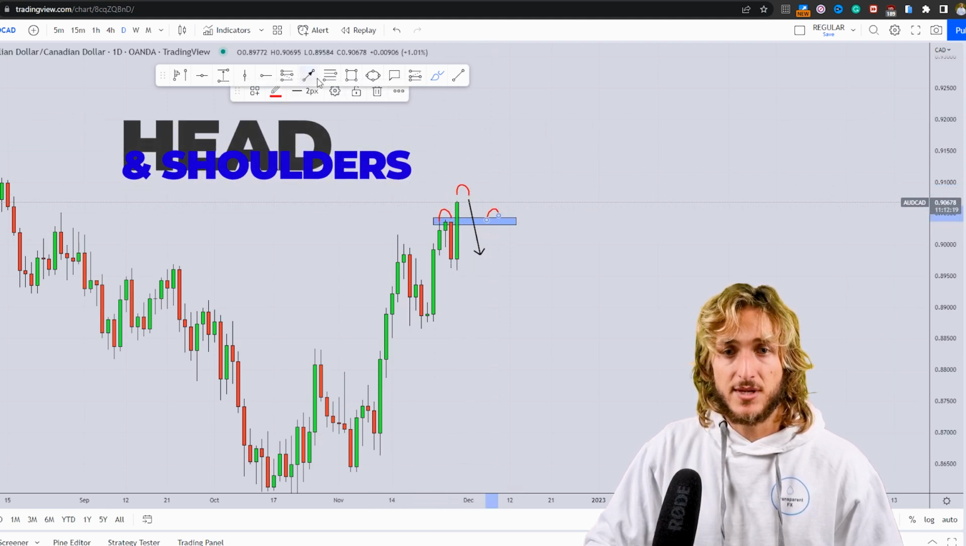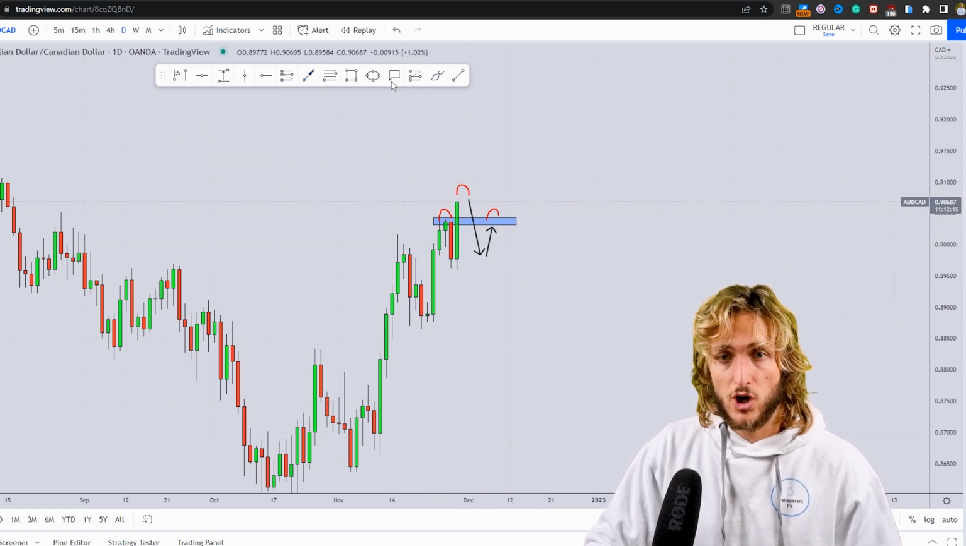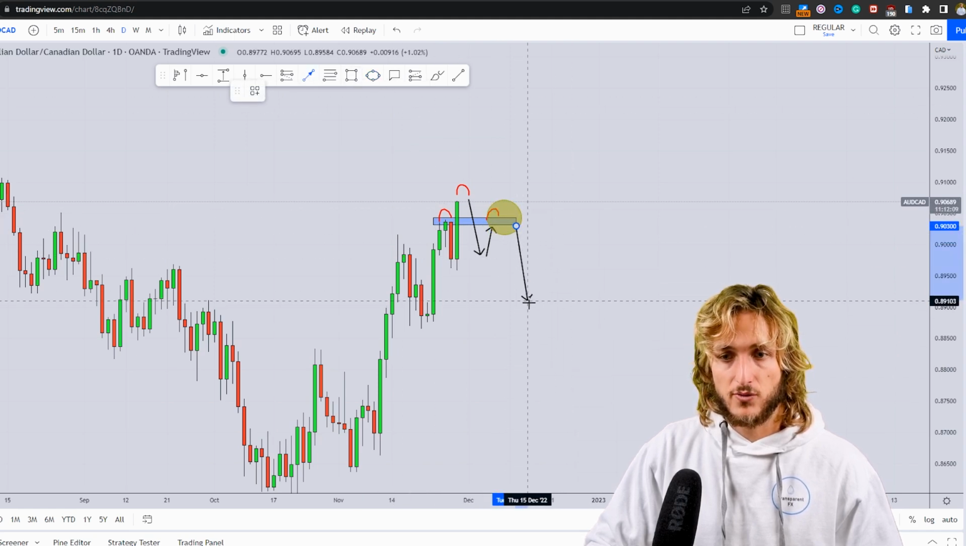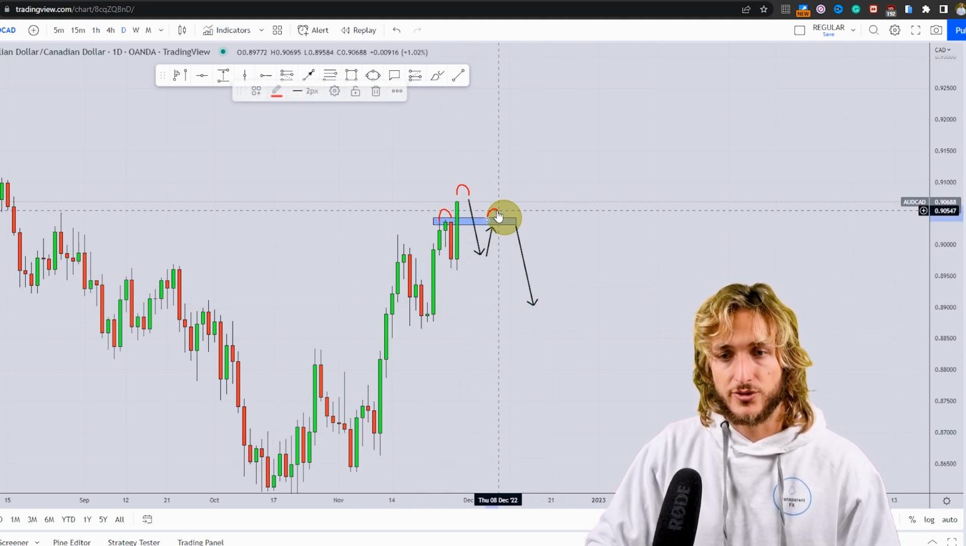And what that means is that if the market fails to respect this as support on the retest, this is exactly the area inside of which we would have good probabilities for a potential rejection lower, essentially for the creation of this head and shoulders.